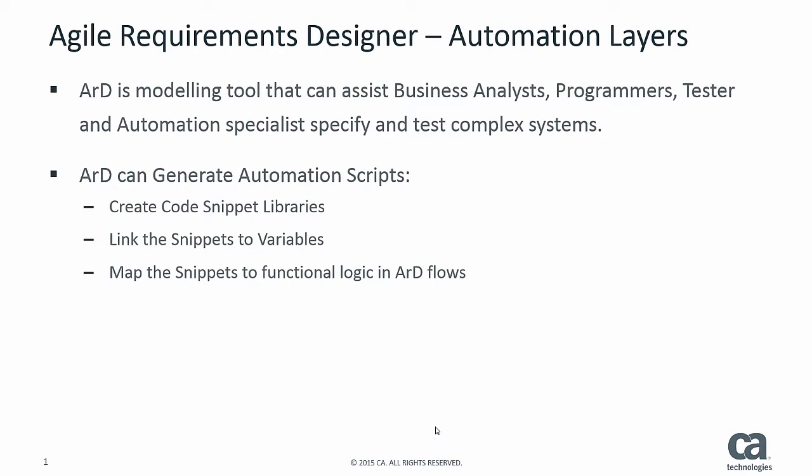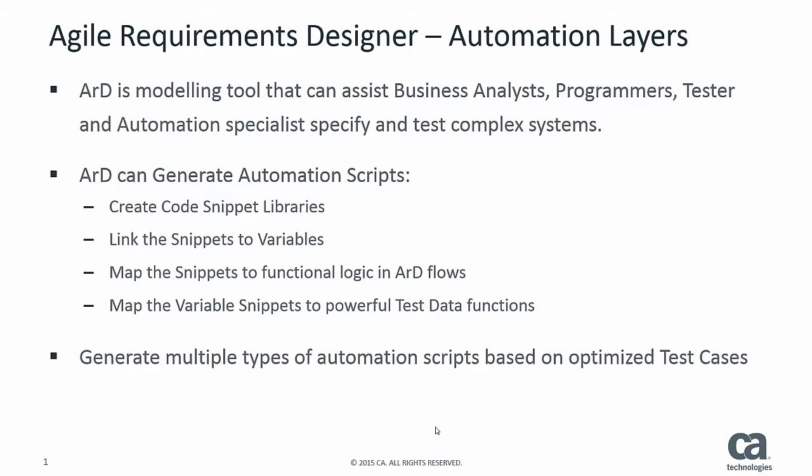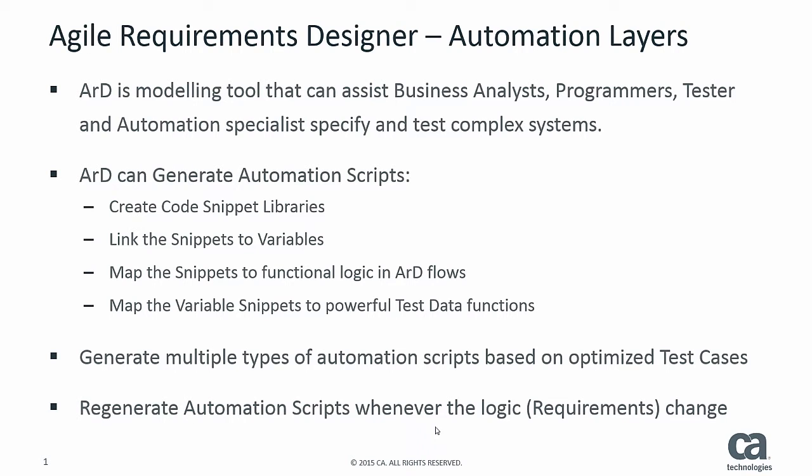You then can map those snippets to functional logic inside flows, and you can have multiple snippets to multiple flows and vice versa. You can then map the variables that you define in the snippets to powerful test data functions, including the ability to repeat if you need to have something occurring more than once. You can also generate multiple types of automation scripts based on optimized test case design, which is one of the core features of Agile Requirements Designer. And very importantly, you can regenerate automation scripts whenever the logic or the requirements change. Okay, so now let's take a look at the tool.